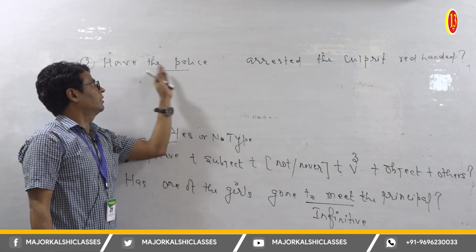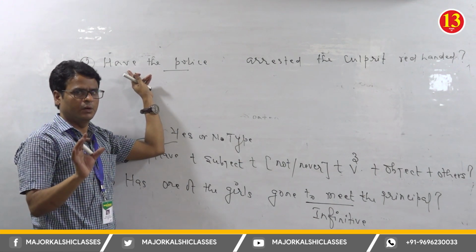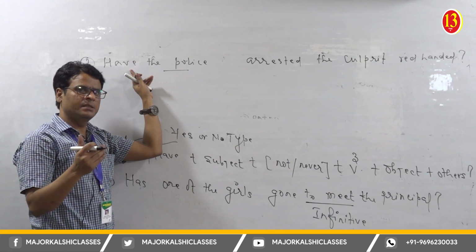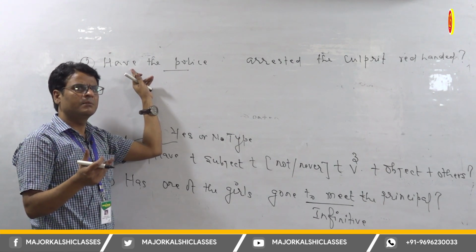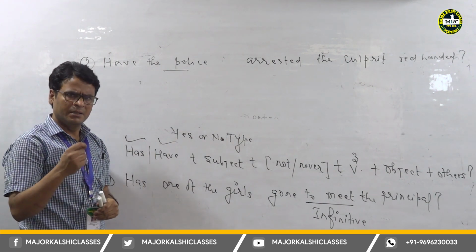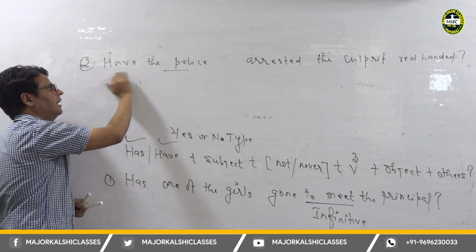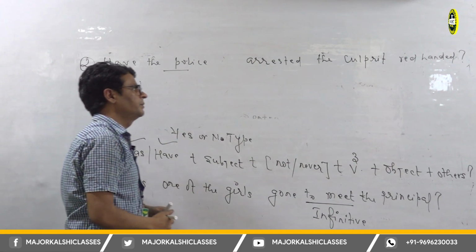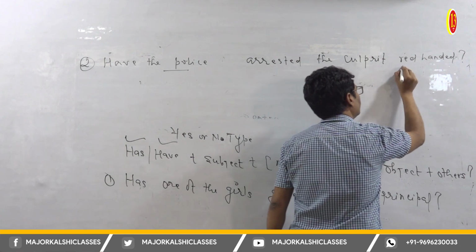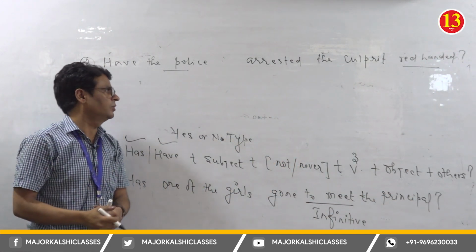Police, it is a collective noun, so it is plural. We have to use auxiliary have, not has. Some students like to use singular. They may use it, but in my opinion, you should always use a plural verb. Have the police arrested the culprit red-handed, right? Red-handed, this is an adverb, red-handed, rangé haathon.